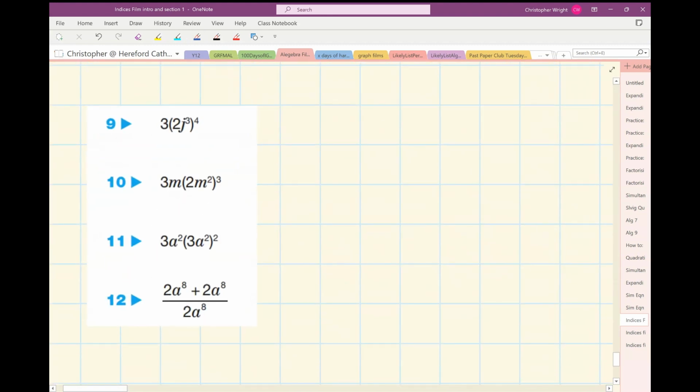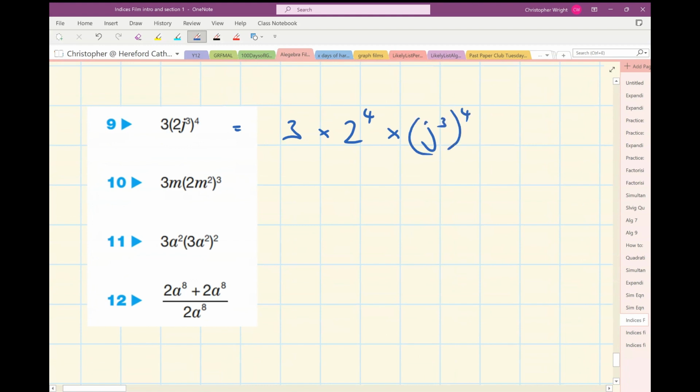Okay. Number 9. Right, well, this is 3 times 2j cubed raised to the power 4. Well, that's 2 raised to the power 4 times j cubed raised to the power 4. So that is going to be 2 to the power 4: 2, 4, 8, 16. 16 times 3, 48. J to the 12. Number 10.